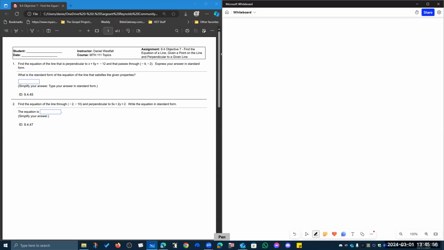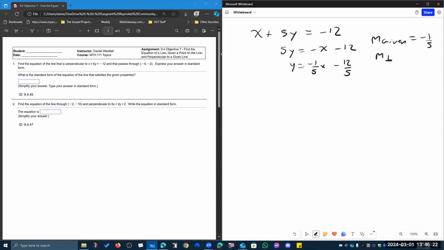With this example, x plus 5y equals negative 12, they tell you to solve for y. 5y equals negative x minus 12, y equals negative 1/5 x minus 12/5. So the slope of my given line is negative 1/5. My perpendicular slope, that's the symbol for perpendicular, is going to be the opposite sign, positive, and then 5 over 1, or 5, is going to be my new slope.